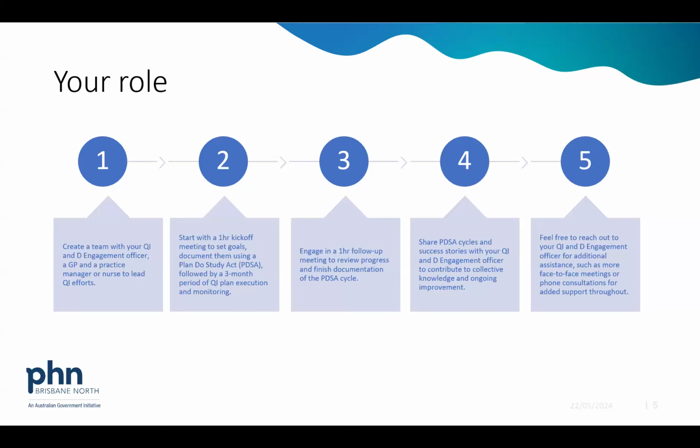the quality improvement effort. So the second step would be starting with a 1-hour kickoff meeting to set goals, document them using a plan-study-act, and then follow with a 3-month period and see where we are at, and just go through executing that plan of quality improvement. After this 3-month period where you follow up your plan, you engage once again with your quality improvement officer in a 1-hour follow-up meeting to review the process and to finish the documentation of the PDSA cycle.